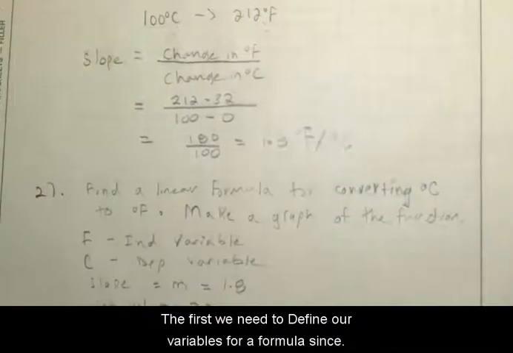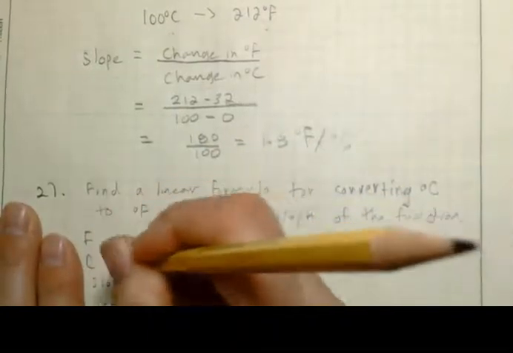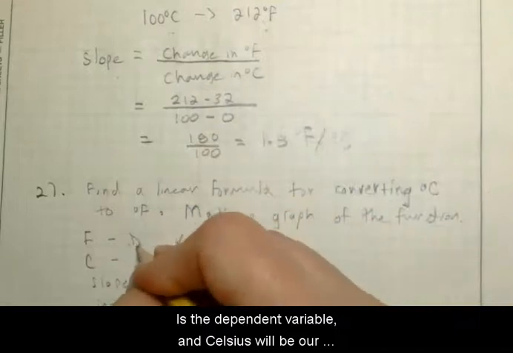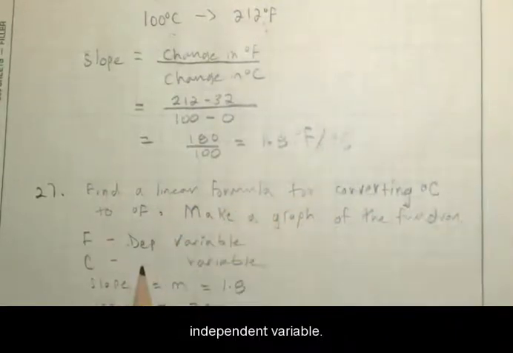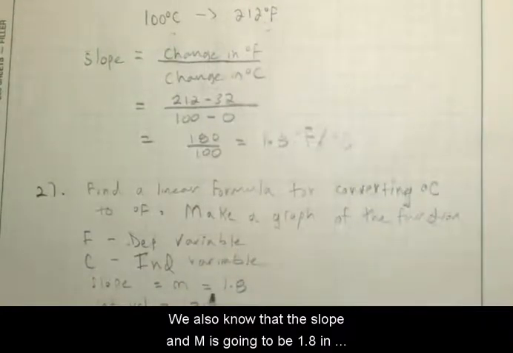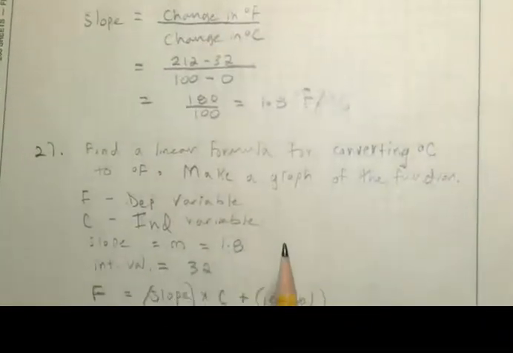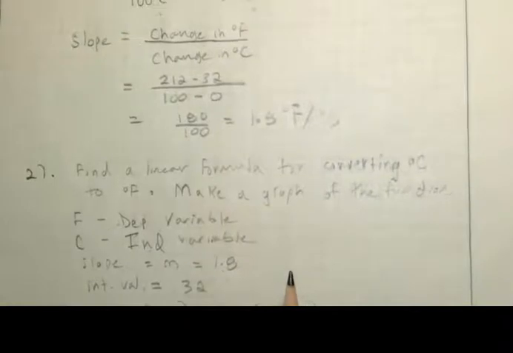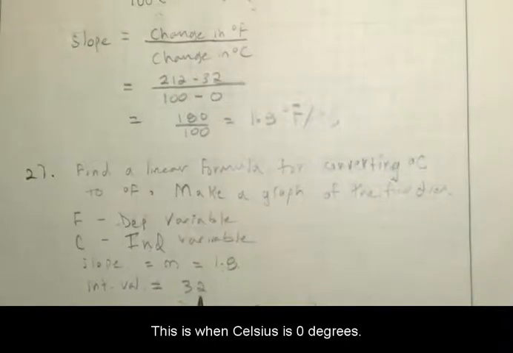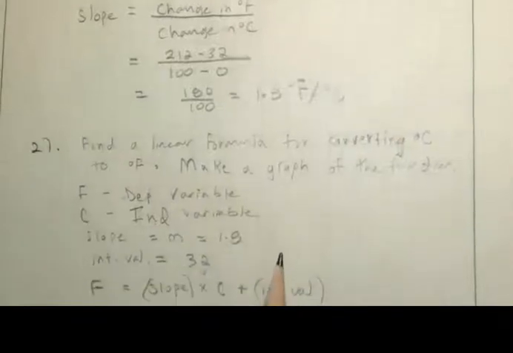So first we need to define our variables for our formula. Since Fahrenheit is the dependent variable, we'll call it F, and Celsius will be our independent variable, we'll call it C. We also know that the slope M is going to be 1.8, and the initial value for our formula will be 32, because this is when Celsius is 0 degrees. Fahrenheit is 32 and Celsius is 0. So that's our initial value.